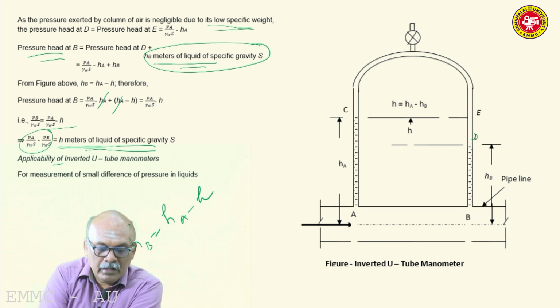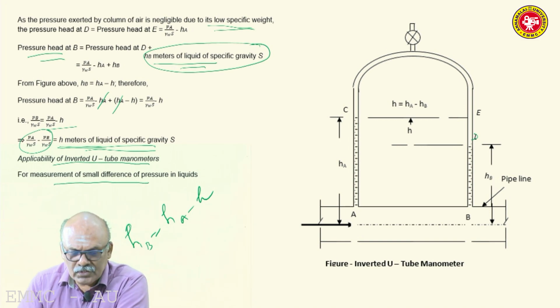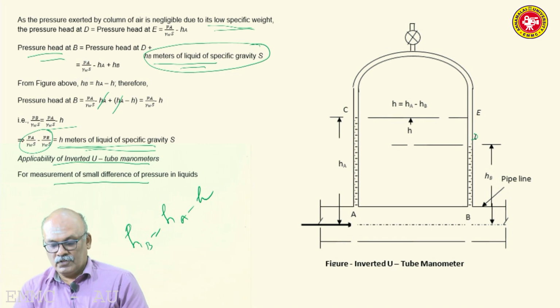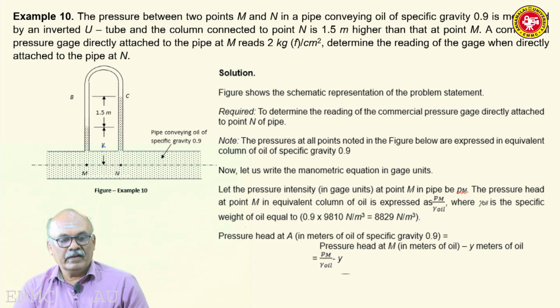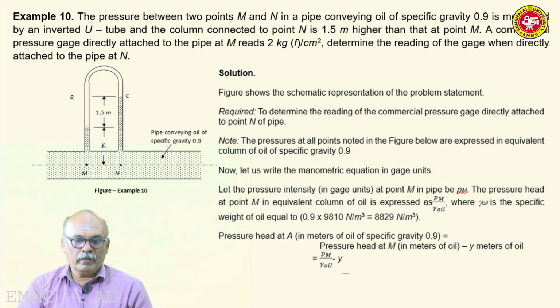What about the applicability of inverted U-tube manometers? They are used for measurement of small differences of pressures of liquids. So let us solve an example under this category, inverted U-tube manometer.